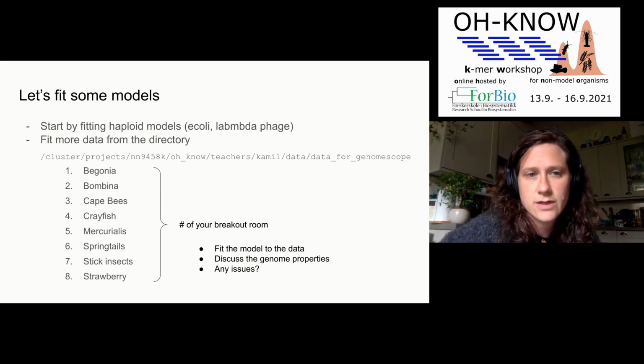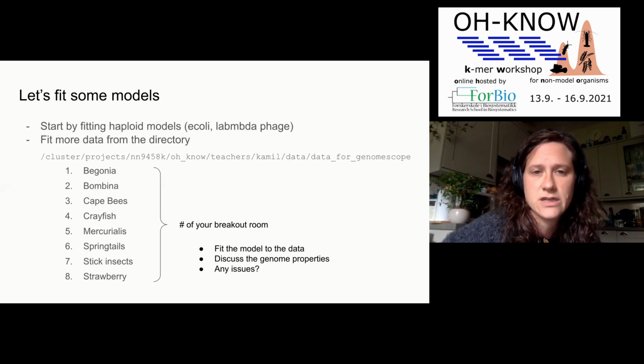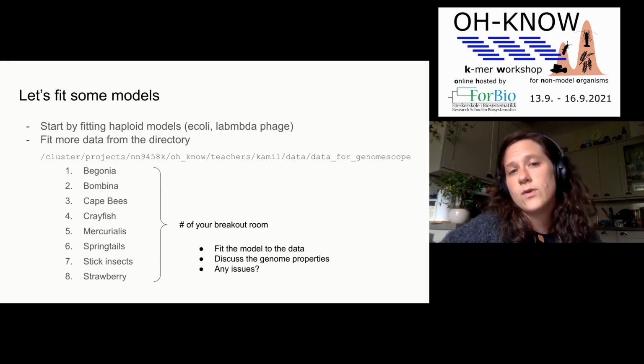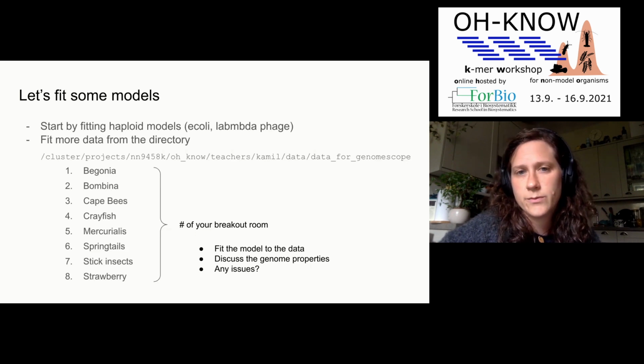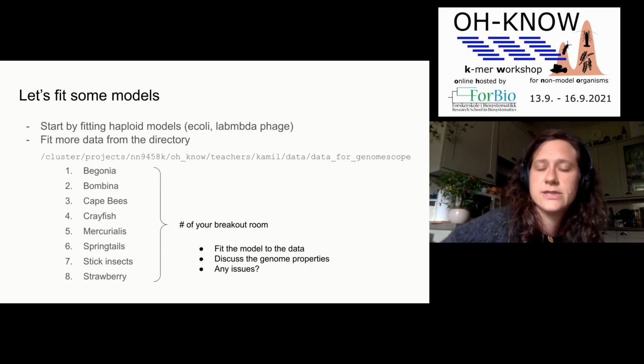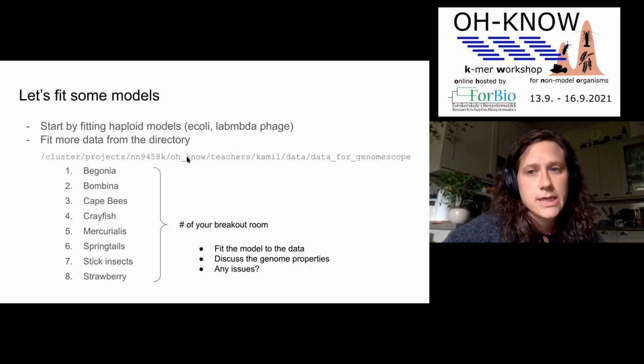So we will start by fitting some haploid models. Just the histograms that were generated with E. coli or Lambda. I think we also had some data from Lambda. You can start with those using GenomeScope. I'm looking at the pretty graphs there. But you can also fit more data from this directory here. I'll copy it on the chat.